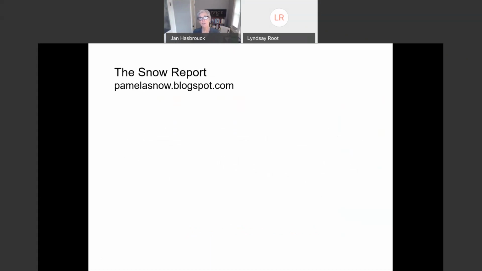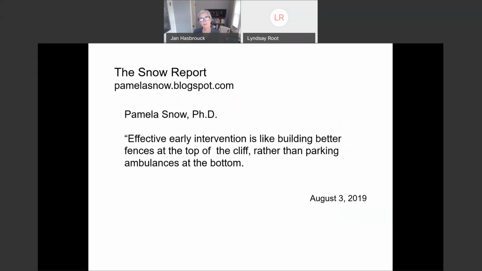Pamela Snow, another researcher in Australia, writes a blog on reading occasionally. And this summer in August, she wrote that effective early intervention is like building better fences at the top of the cliff rather than parking ambulances at the bottom. Again, just a different way of saying we need to intervene early. And she's saying the best early intervention is simply effective instruction.